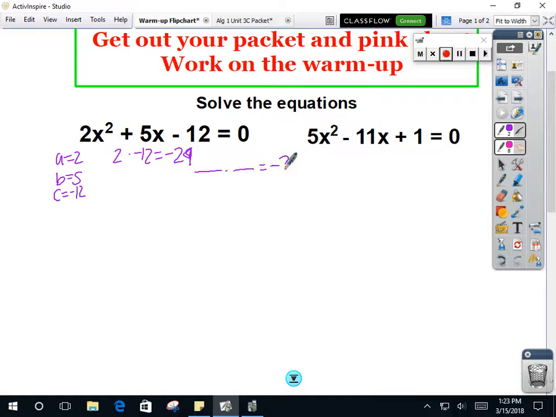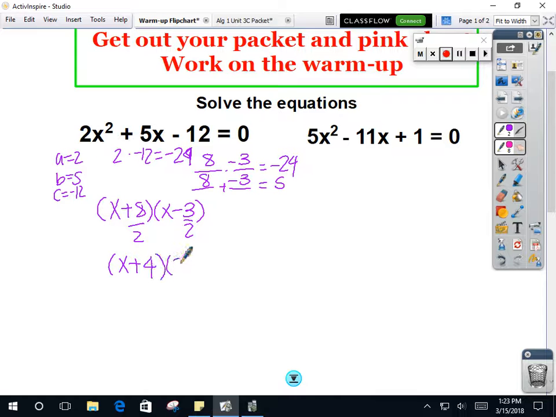Two numbers. That's a 5. And factors. You make the denominator the coefficient of x. Yes. Almost. Almost.